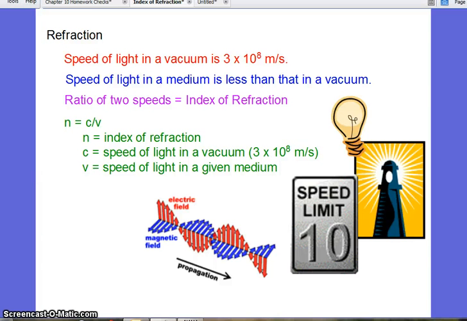Light is an electromagnetic wave, and unlike sound, light can move through a vacuum. The speed of light in a vacuum is 3 times 10 to the 8th meters per second, or 300 million meters per second. Now, as light encounters a different material or medium, it's actually going to move slower than that 300 million meters per second.